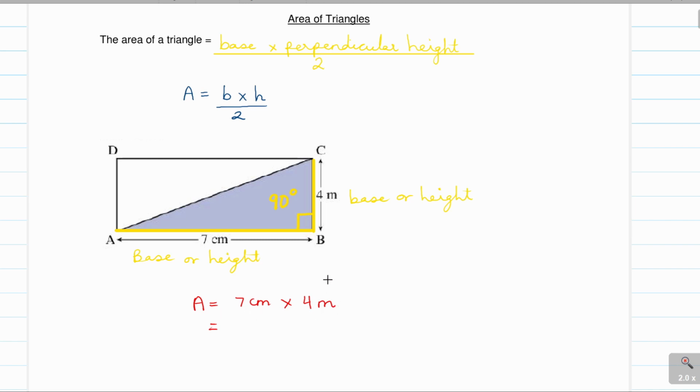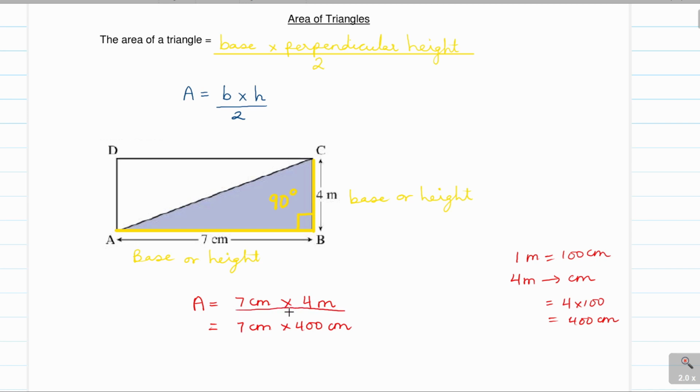Alright, we can't have centimeters multiplying by meters. So let's change the 4 meters to centimeters. Alright, 1 meter we know is 100 centimeters. So 4 meters is going to be equal to 4 by 100, which is 400 centimeters. So what we're really multiplying here now is 7 centimeters by 400 centimeters. We need to have the same units there.